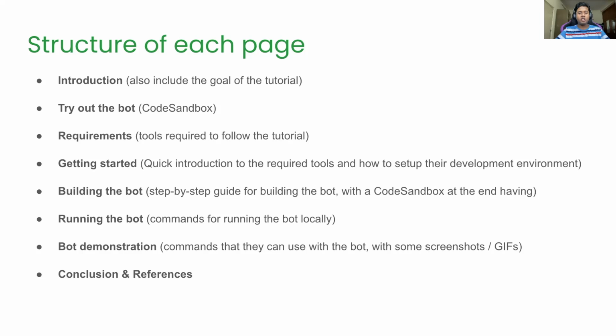The requirements section contains a list of required tools in order to follow the tutorial. The getting started section talks a bit about the installation step of the required tools and how the users can try out the bot locally by cloning its GitHub repo. Building the bot is the main section where we include the step-by-step guide. Running the bot contains commands for running the bot on the user system.